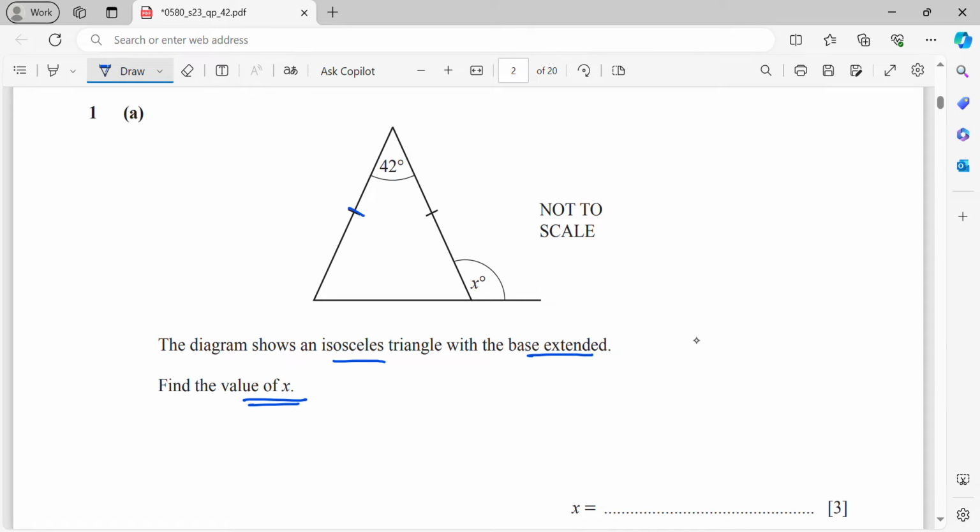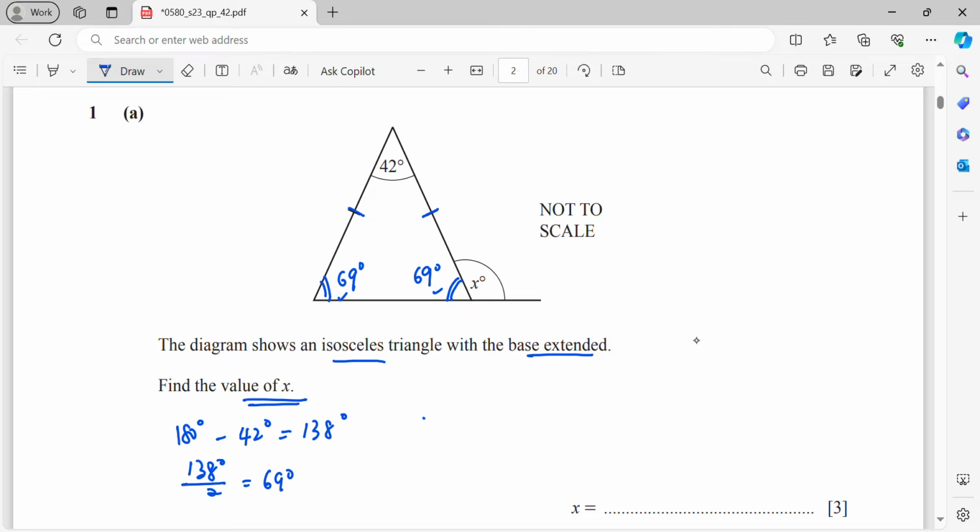Alright, since this is an isosceles triangle, these two angles will be the same. I know that the total angle of a triangle is 180. Therefore, 180 degrees minus 42 degrees is 138 degrees. Now, the total of these two angles is 138, so each angle is divided by 2, and you will get 69 degrees. So I know that this is going to be 69.